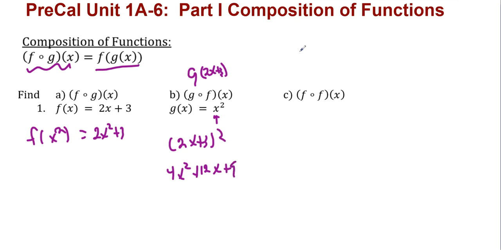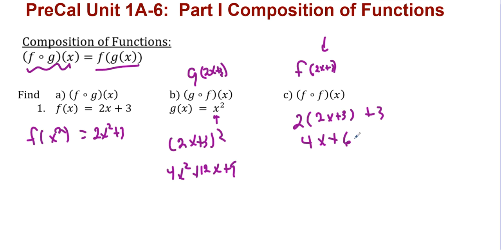All right. Here we have f of f of x. So we're just throwing f of x back in. Well, f of x is 2x plus 3. So in goes 2x plus 3. So wherever we see an x, we put in 2x plus 3. So 2 times 2x plus 3, plus 3. Distribute, that's going to be 4x plus 6 plus 3. And so we have 4x plus 9.